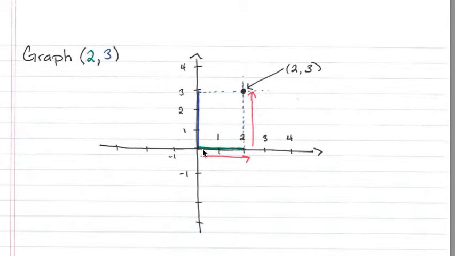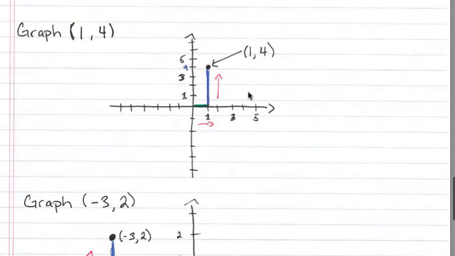So the back and forth value, the x value, is 2, so we went over 2, and then we went up 3, 1, 2, 3, and put it there. We wouldn't have to necessarily draw all those lines, we could just count over 2 and up 3. Basically, that's just a slightly faster way of looking at it without drawing as many lines.